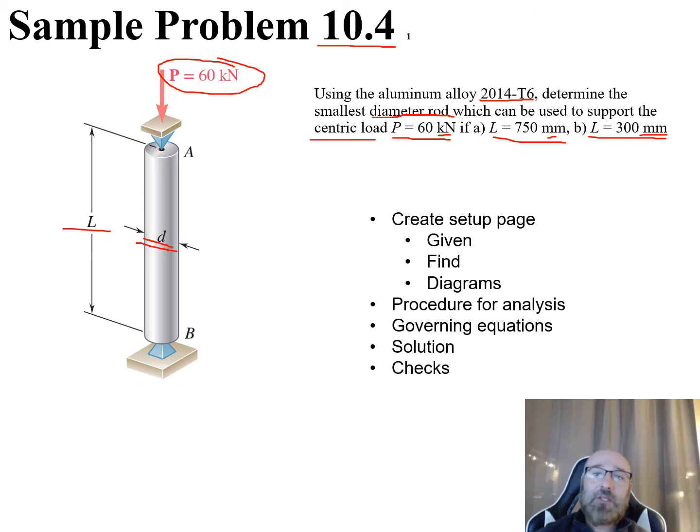As we begin this problem, we've read through our problem statement and taken a look at our given diagram, so what do we want to do next as we're solving this problem out by hand? Well, the first thing we want to do is create our setup page, and on that setup page, we're going to have our given information, what they've asked us to solve for, any diagrams we need, and any assumptions that we're going to be making. From there, we're going to come up with a procedure for analysis, look at our governing equations that apply for the specific problem, go step by step through that procedure for analysis for our solution, and then do any checks that we need to along the way.